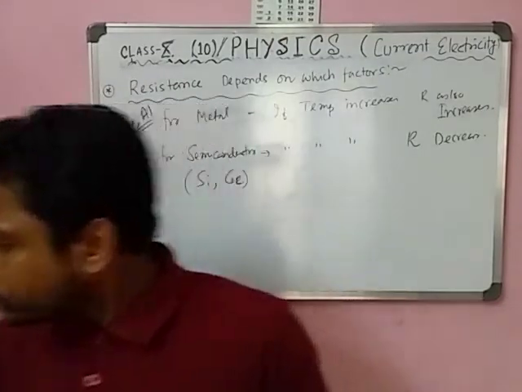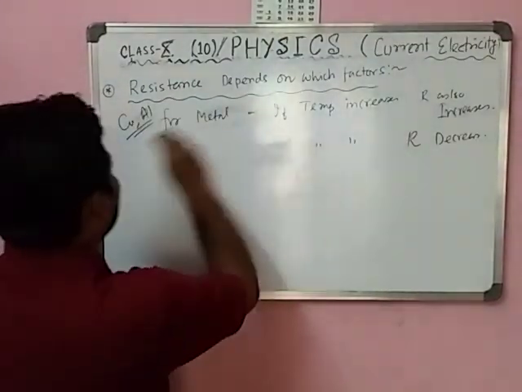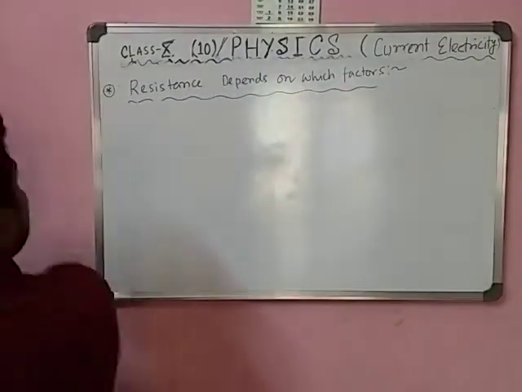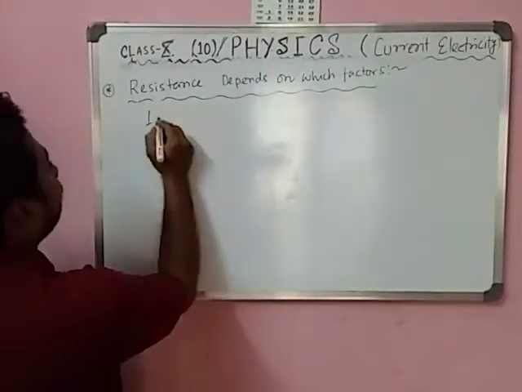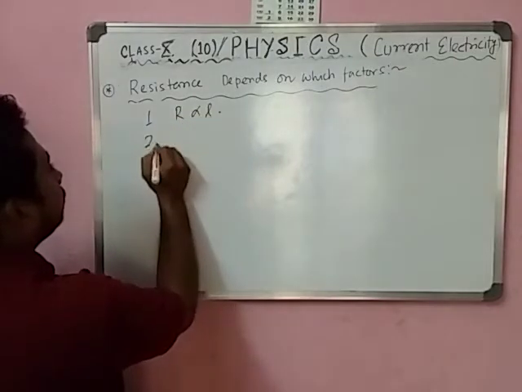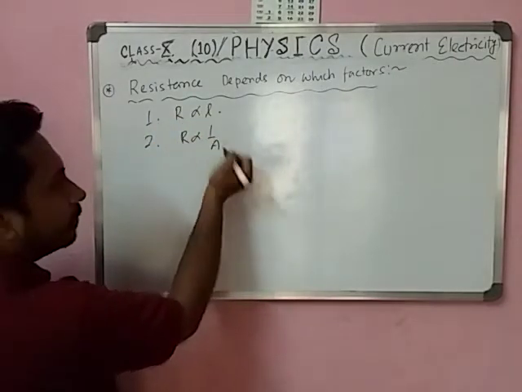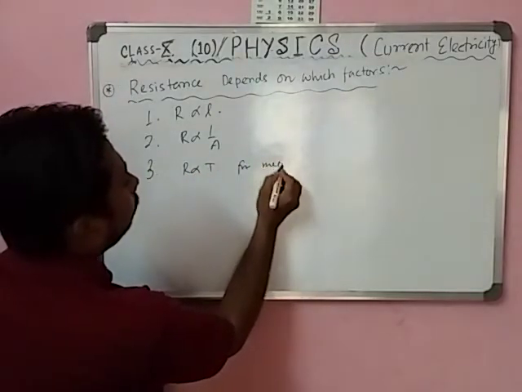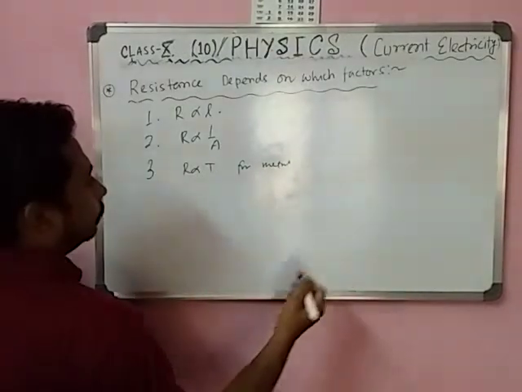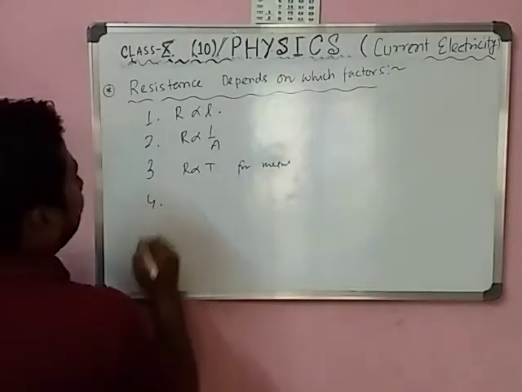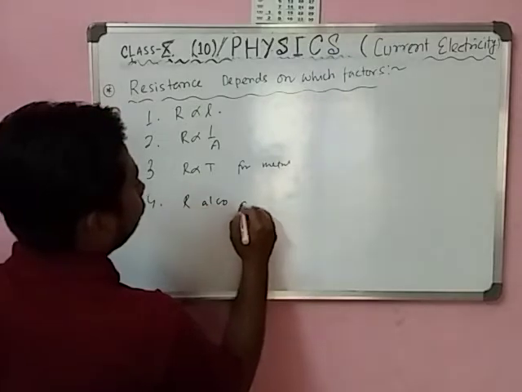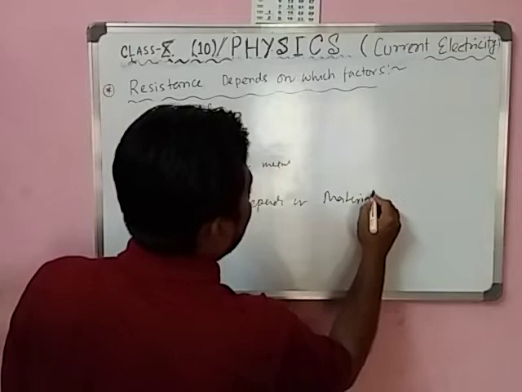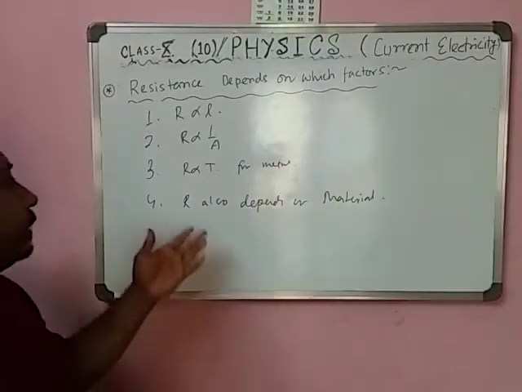So students, if you sum up all these things, our question is which factors resistance depends on. Number 1, resistance depends on length. Number 2, resistance depends on area of cross section, inversely. Number 3, resistance is directly proportional to temperature for metal, while for semiconductor it decreases. And number 4, R also depends on material. I also discussed how it depends on those factors.